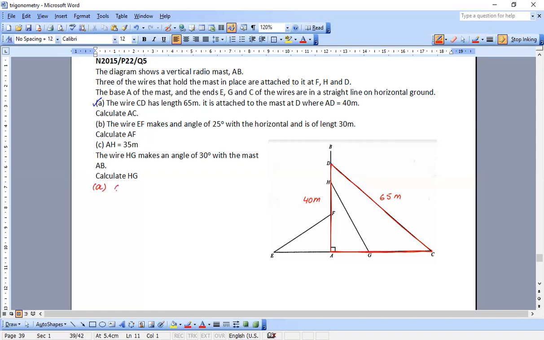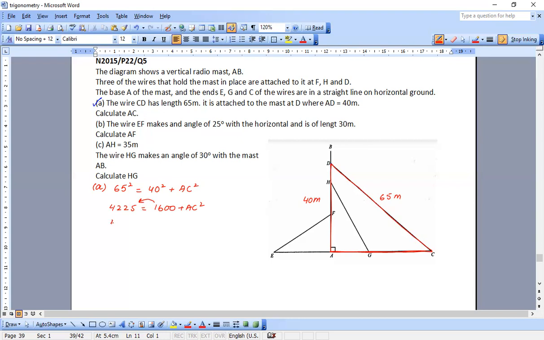With the help of the Pythagoras theorem, I can say hypotenuse square is equal to perpendicular square plus base square, which is AC. Okay, 65 square is 4,225, 40 square is 1,600 plus AC square. I'll remove this 1,600 and bring it to this side. What is 1,600 doing on the right hand side? That is adding. When I move it to the other side, it starts subtracting.